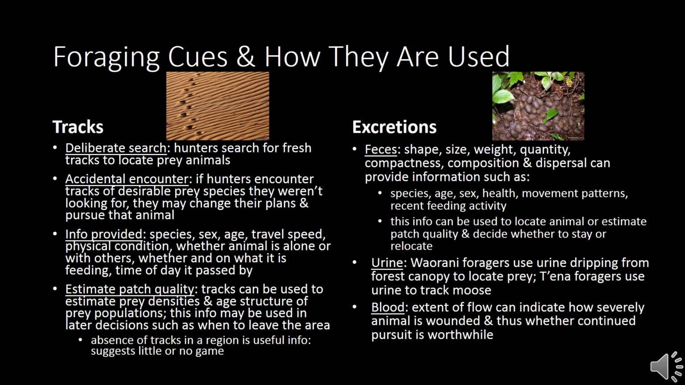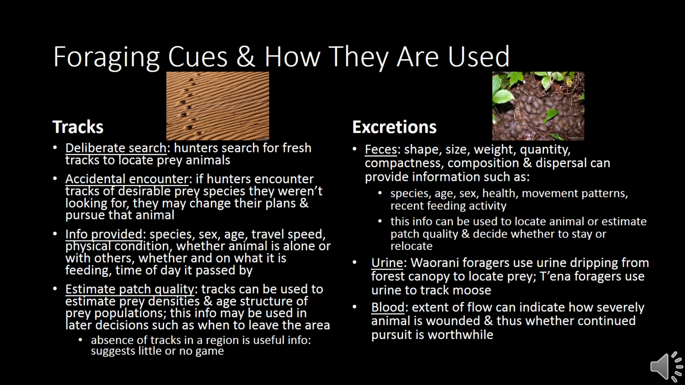Tracks can also be used to assess patch quality, that is, to estimate the general densities of prey and the age structure of prey populations in an area. This information may be used in later decisions, such as when to move on to another patch. From this perspective, the absence of tracks in a region is important information because it indicates that there's little or no game in the area.